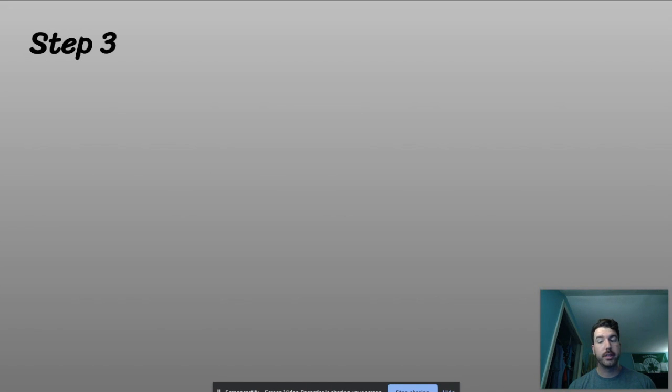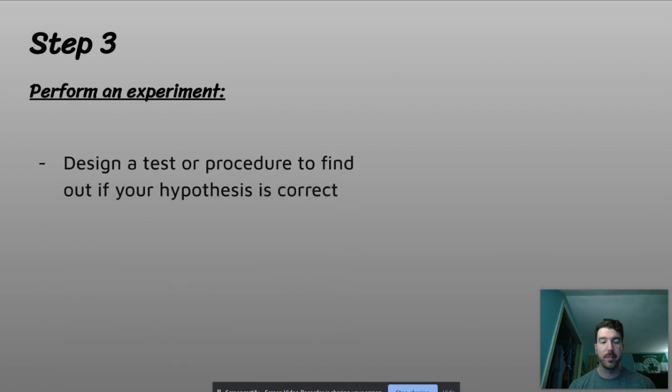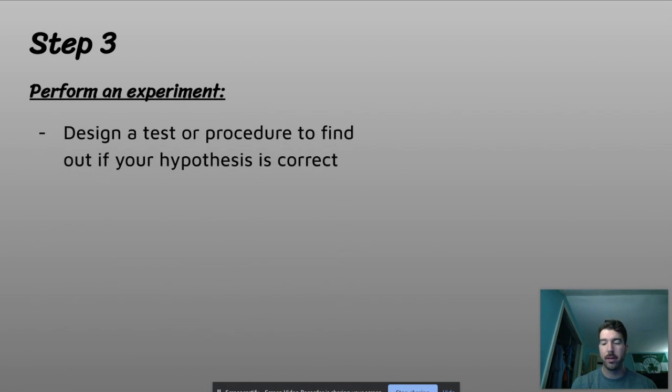All right, so the third step of the scientific method is to perform your experiment. So we have our idea, we have our hypothesis, we think we know what's going to happen. Now we need to test it. So we're going to design a test or procedure to find out if our hypothesis is correct. We need to make sure this is as detailed as possible. That way, if we conduct the experiment, we get certain results.